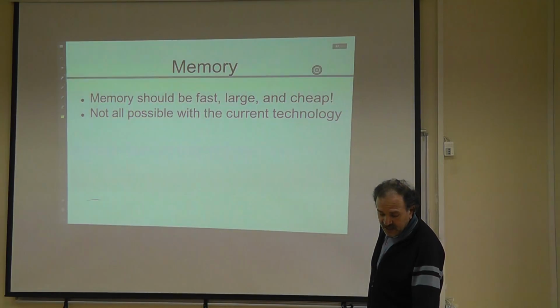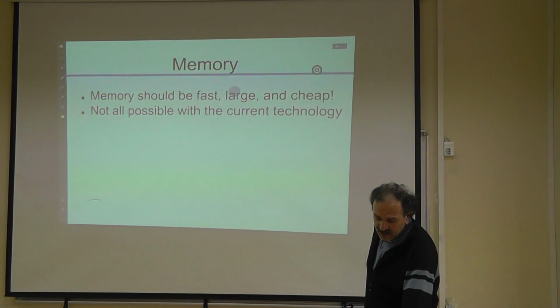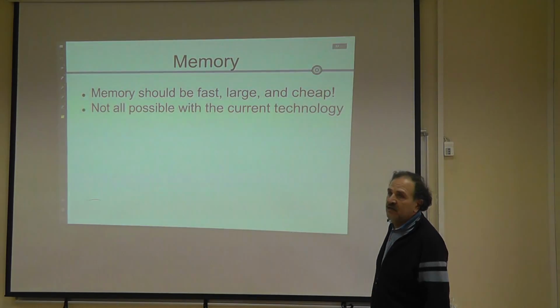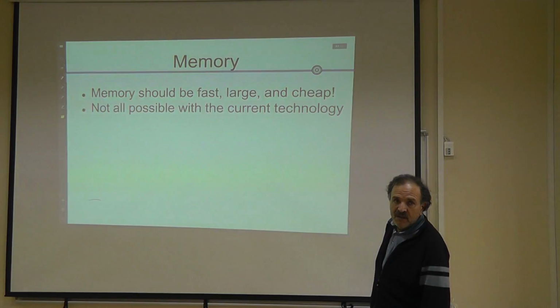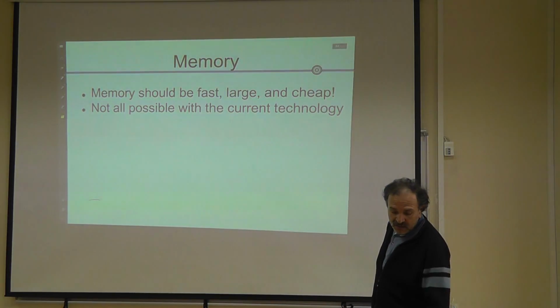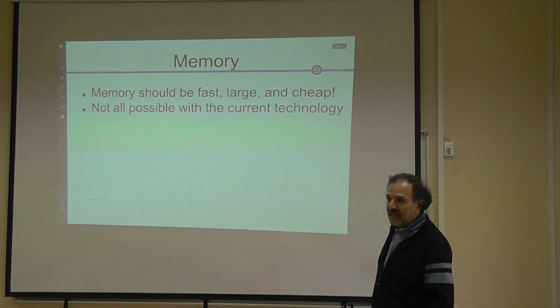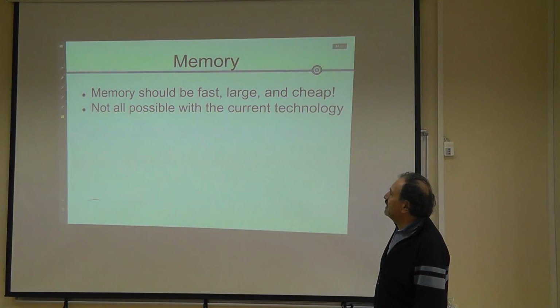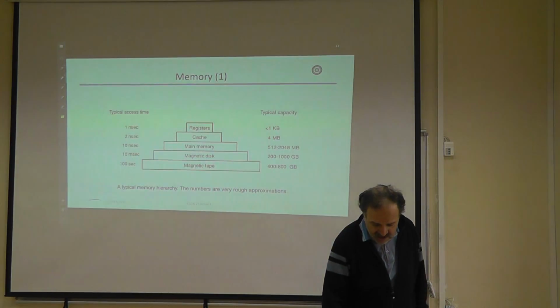So with the registers I can solve the speed problem. Main memory is kind of large, or maybe the hard disk or tape drive. They are very very large, gigabytes of data, and they are very cheap, but they are not fast. So I cannot have all of them at the same time in a single piece of hardware. That means I need to find some kind of in-between solution. The solution is this hierarchy.